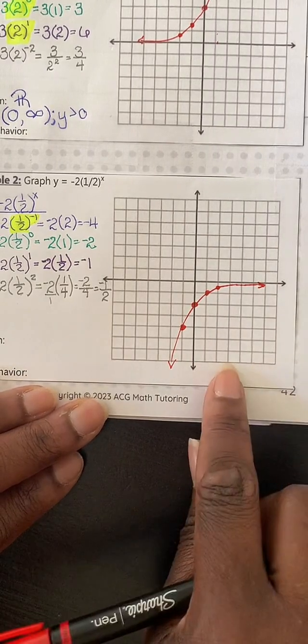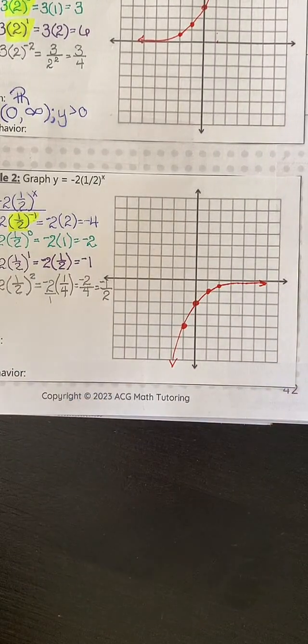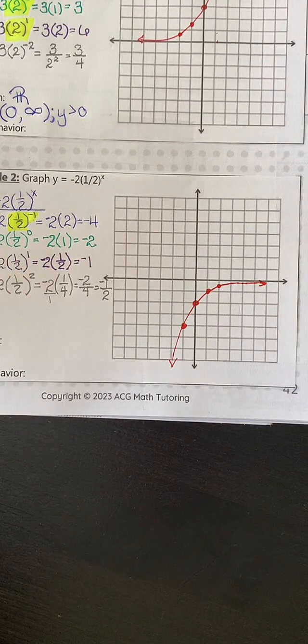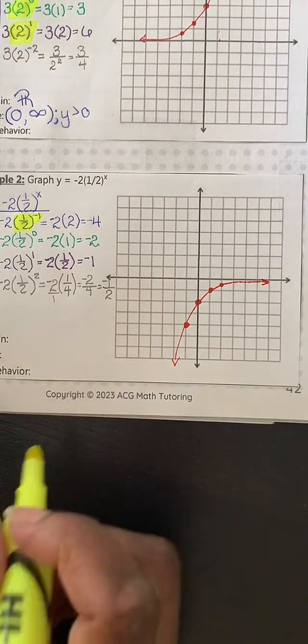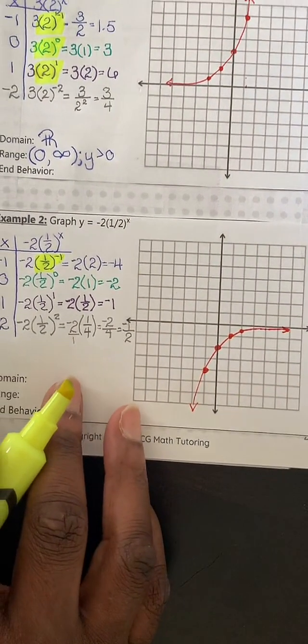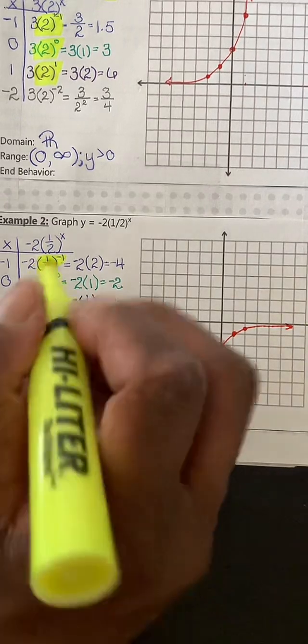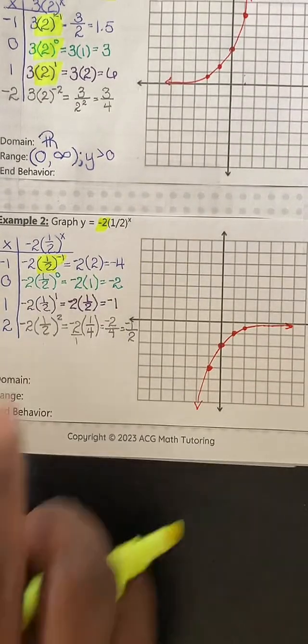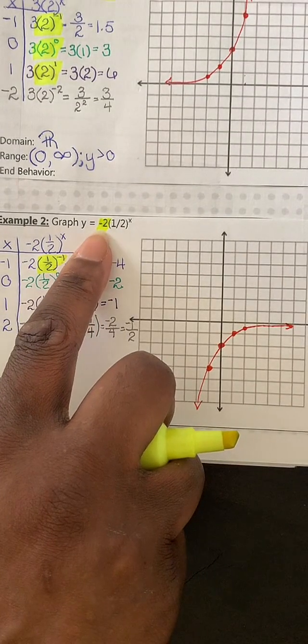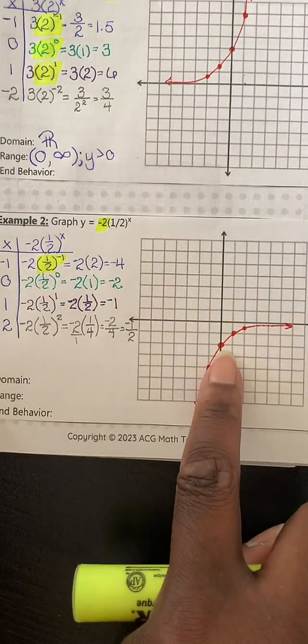All right. So if you notice, and this is one thing I didn't mention about the last one, remember I said your A value is your y-intercept? So our A value is our number that's in front. This was -2. Take a look at our y-intercept.